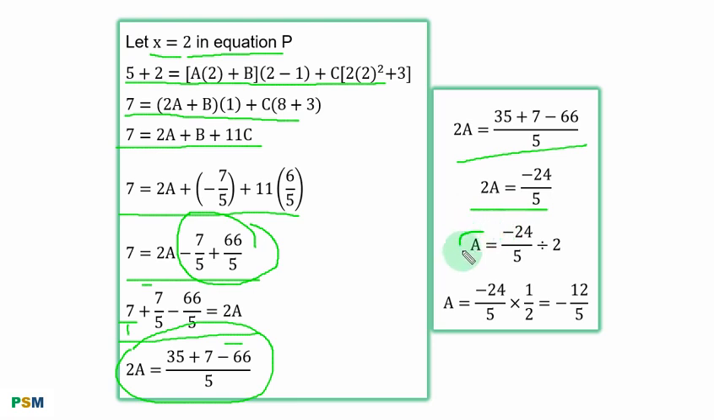To get A, divide both sides by 2. You can write this as over 1 to have a balanced fraction. When dividing a fraction, the division sign changes to multiplication and you invert the fraction at the right side of the division sign. Therefore, you have A equal to minus 24 over 5 times 1 over 2. Divide 24 by 2, you have 12 here. So you have minus 12 times 1 over 5, and you have it in this form.